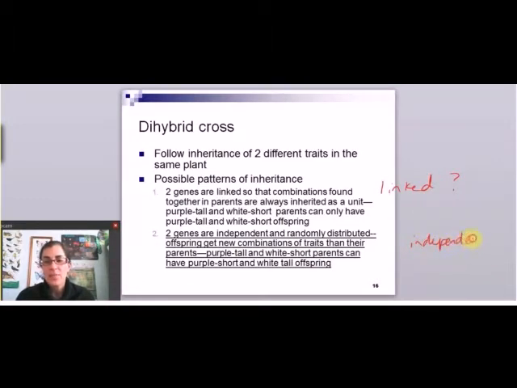If the traits were independent, that would mean that purple and tall was not always inherited together. So you could have offspring that were purple with short, or white and tall, or you could also have the original combination. So purple, tall, white, and short. So even though the parents had purple with tall, you could get any possible combination in the offspring because the traits are inherited independently. So that's the two possibilities he wanted to test. I've got this one underlined because what Mendel's going to find is that the traits are independent, at least the traits that he studied.